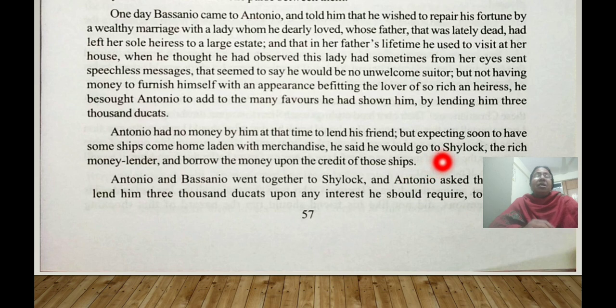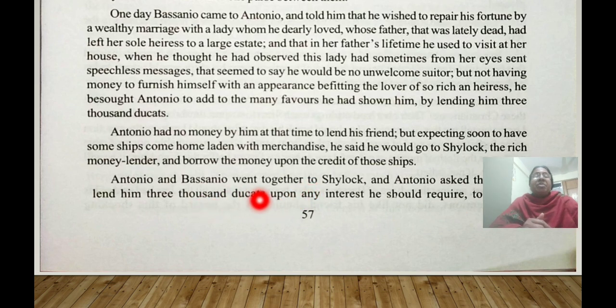So he told Bassanio not to worry, because he is expecting some of the ships to come laden with money and merchandise, and before the ships arrive, he would go to Shylock, the rich money lender, and borrow money from him upon the credit of those ships. So he would tell him about the ships that are returning, and on the credit of those ships he would get money from Shylock and give it to Bassanio.